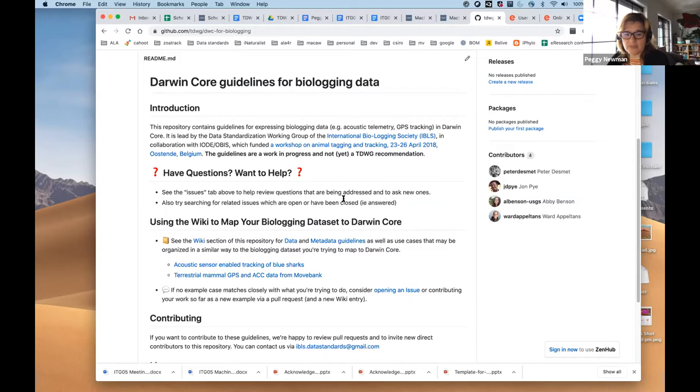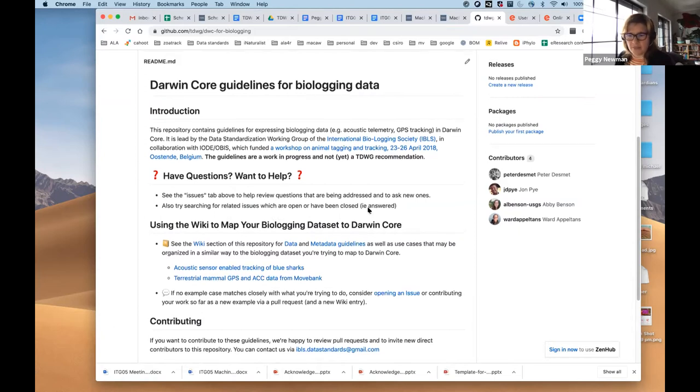John has been working on quite a large data set of acoustic tracking of blue sharks. And we have a Movebank data set here that was combined. It's quite a large study with a couple of different species and a few different types of data, including accelerometer data. So we have some exemplars there.